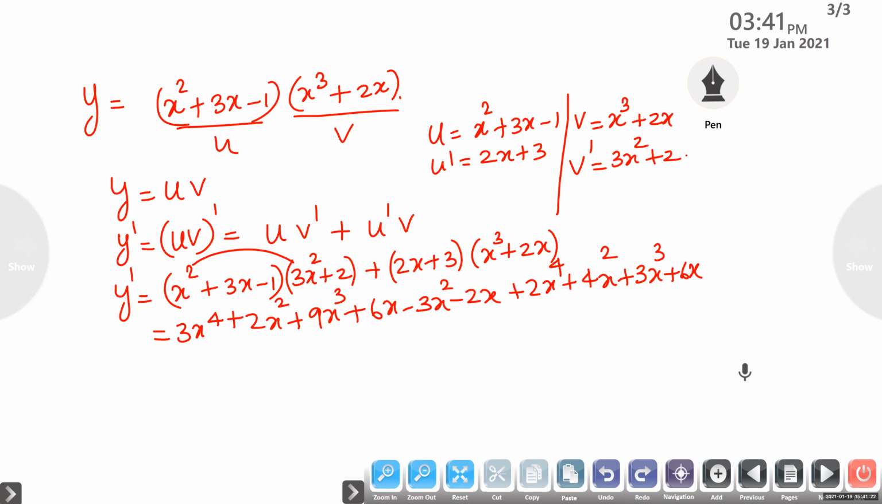Ma'am, is it 5x raised to 4 plus 12x cube plus 3x square plus 6x minus 2? Can you repeat? 5x raised to 4, plus 12x cube, plus 3x square, plus 6x, minus 2. Yes. Is it correct, Aparna?